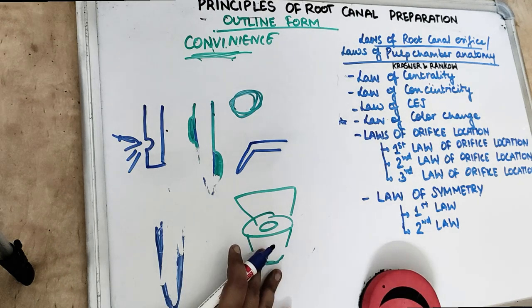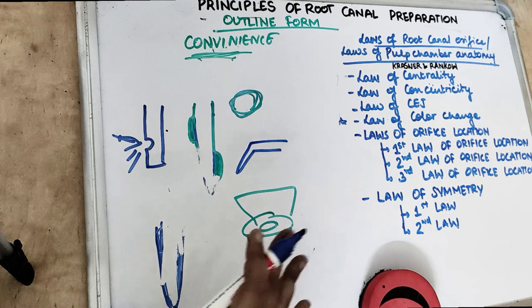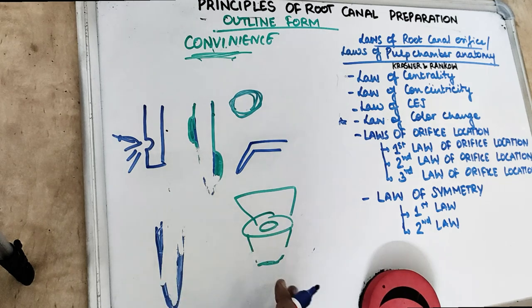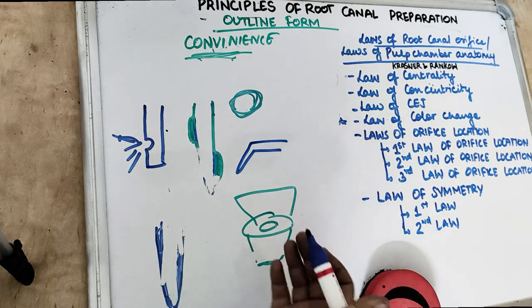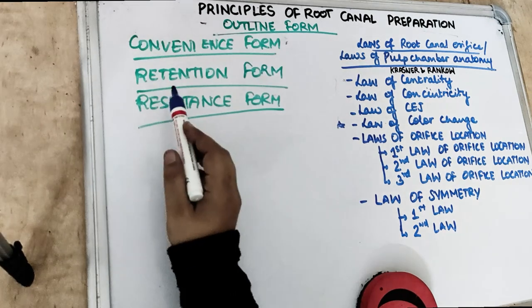So toilet of the cavity is very important. You are removing all of the debris in order to decontaminate, in order to make it bacteria free. Okay, next one is our retention form.